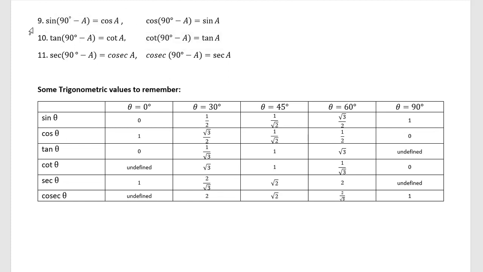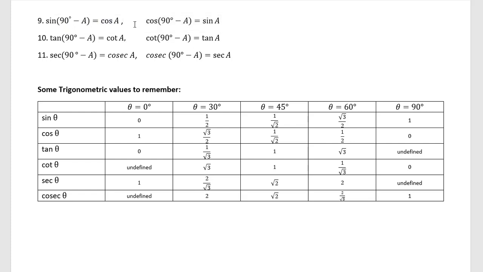And I will recommend you to learn these three formulas: sin of 90 degree minus a equals cos a, tan of 90 degree minus a equals cot a, sec of 90 degree minus a equals cosec a. That is, sin 40 degree equals cos 50 degree, tan 1 degree equals cot 89 degree, sec 5 degree equals cosec 85 degree, which means if you take sine of some angle and cos of the complement angle, then they will be equal.